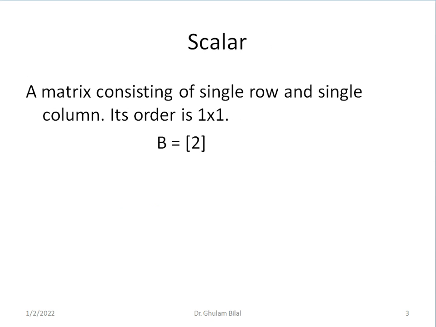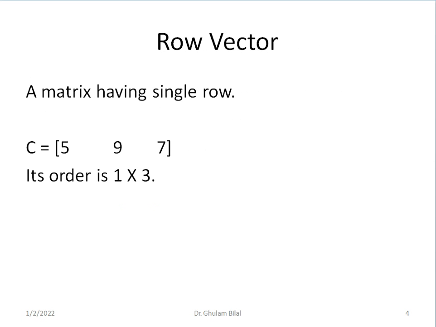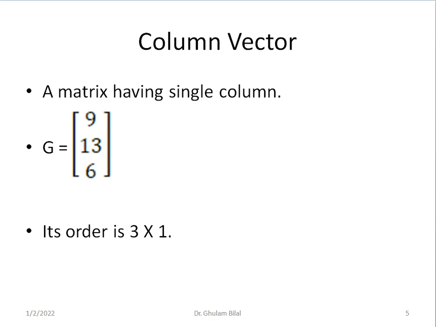What is a scalar? It is a matrix consisting of single row and single column, and its order will be 1 into 1. A row vector is a matrix having single row, so it would have one row but many columns. Its order is 1 into 3. If we have a C column, it has one row and 3 columns. A column vector would have a single column. So G is a column vector. It has only one column, though it has 3 rows, so its order would be 3 into 1.